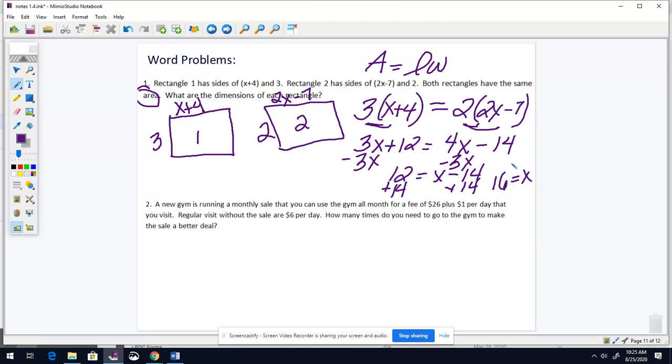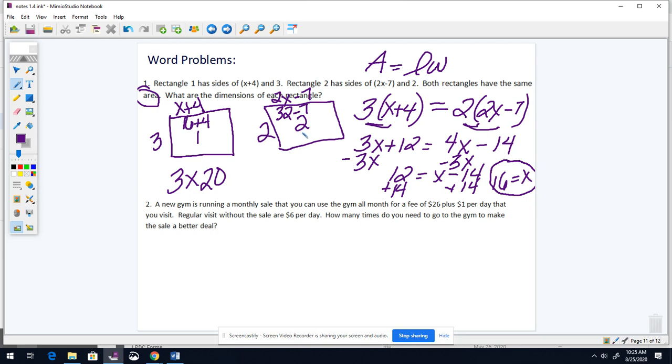Once we know what x is, again, you want to make sure you actually answer the question. So the question wasn't what x is. The question is, what are the dimensions of the rectangles? So if we take this 16, and here's where you do a substitution and plug it back in, 16 plus 4 is 20. So that means this rectangle must be 3 by 20. This rectangle, when I do 2 times 16, that's 32 minus 7. 32 minus 7 is 25.